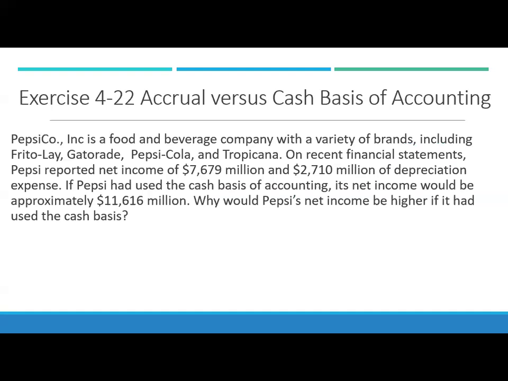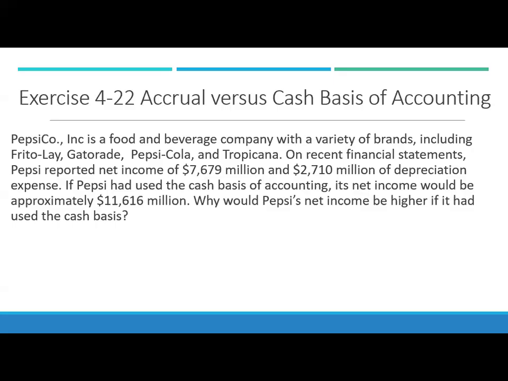For example, PepsiCo has a variety of brands such as Frito-Lay, Pepsi, whatever. They had net income of 7.6 billion and 2.7 billion of depreciation expense. If they used cash basis, its net income would be higher, almost 11.6 billion. Why would it be higher if they use cash basis? Well, depreciation expense is a huge part of that, and other non-cash expenses, or maybe revenues that have been generated last period and then paid in this period, right?